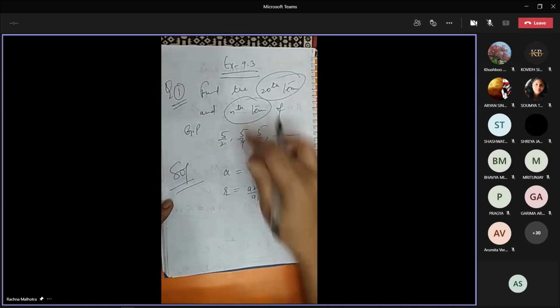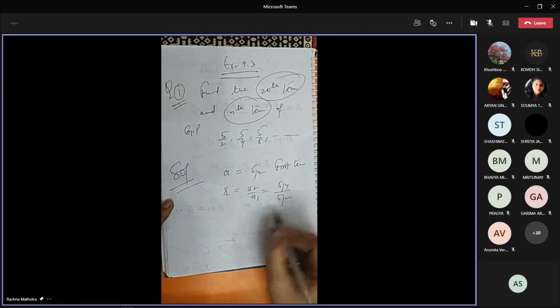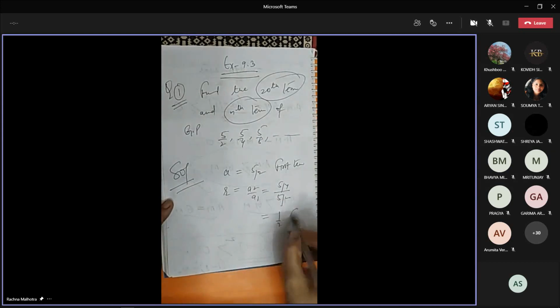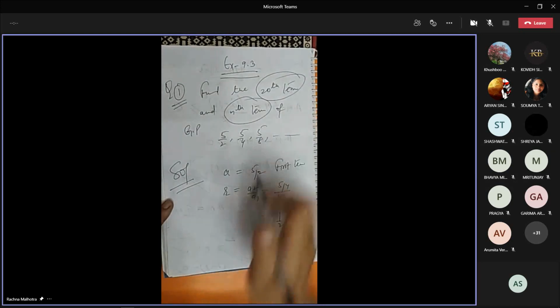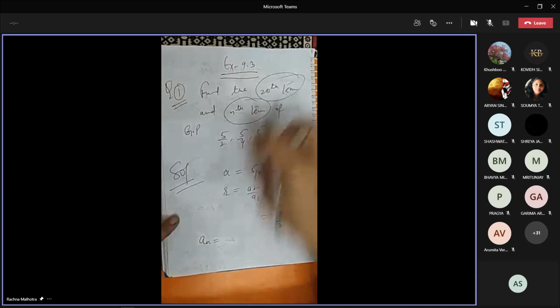What about the common ratio? Common ratio is A2 by A1. 5 by 4 divided by 5 by 2. What will be the answer? 1 by 2. This is our common ratio. Now we are using the nth term formula because we have to find the nth term and the 20th term also.